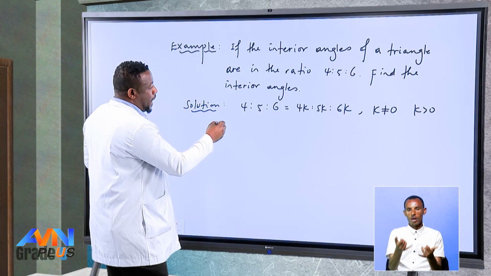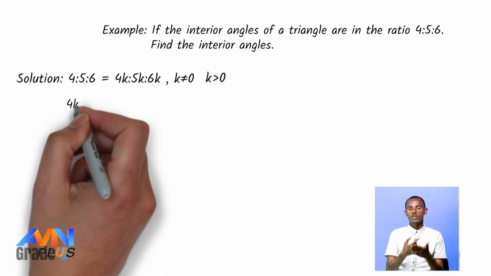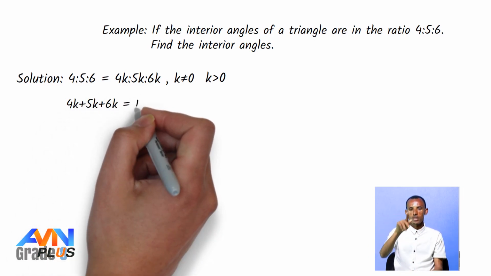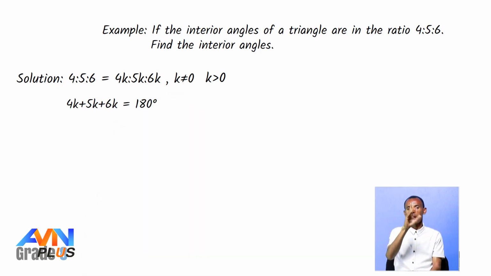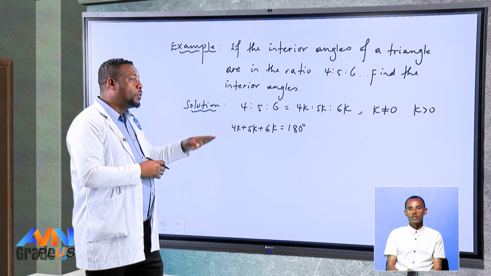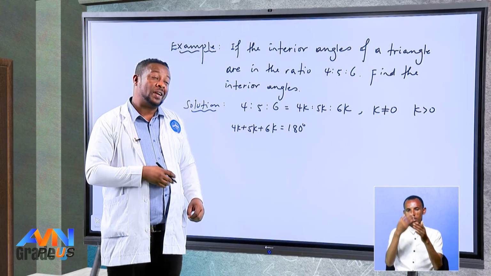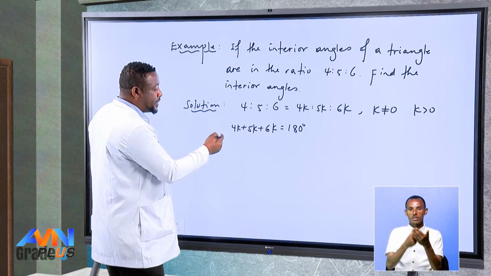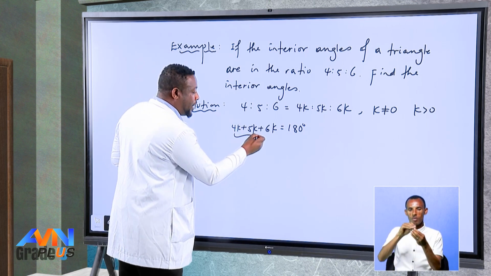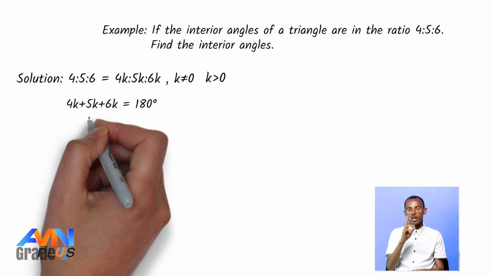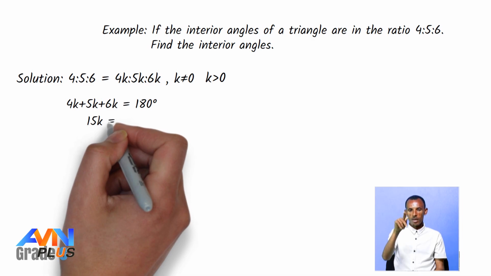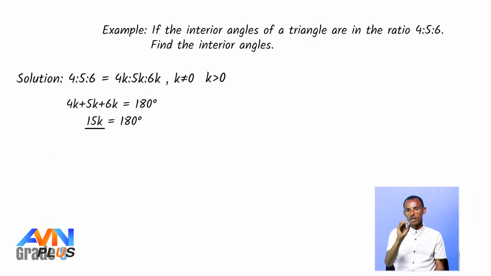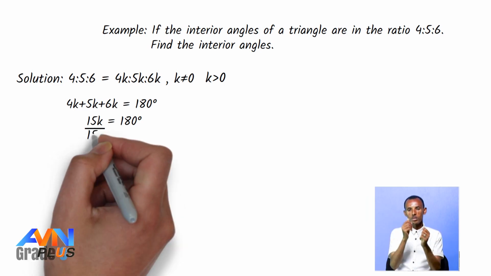Now this 4K plus 5K plus 6K must give us 180 degree, right? The sum of all these interior angles must be 180 degree. Now add these. The sum of all these three is 15K is equal to 180 degree. Okay, now you can divide both sides by 15.